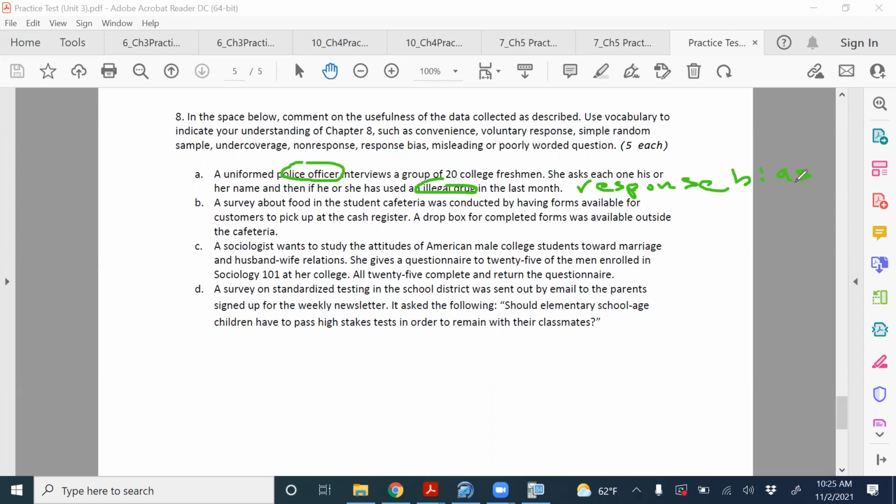So a survey about food and student capture is conducted by having forms available for customers to pick up at the cash register, a drop-box with forms available outside the cafeteria. I would say this is an example of convenience. You also say volunteer. Yes, absolutely.